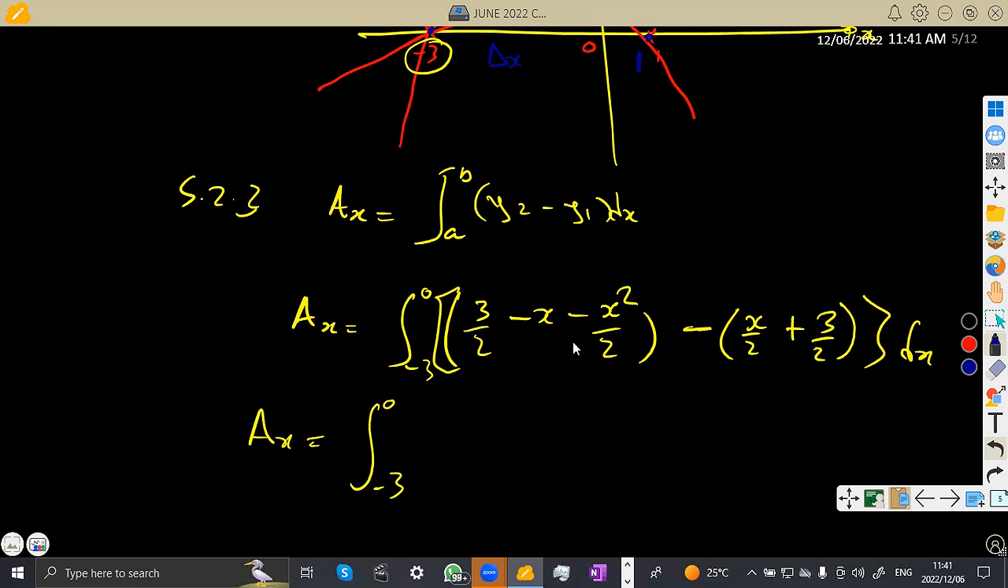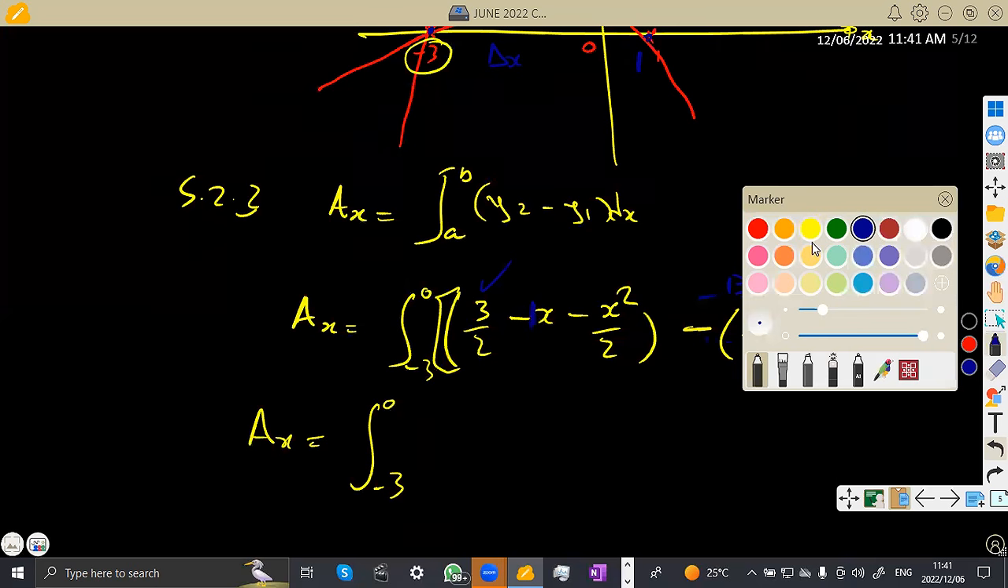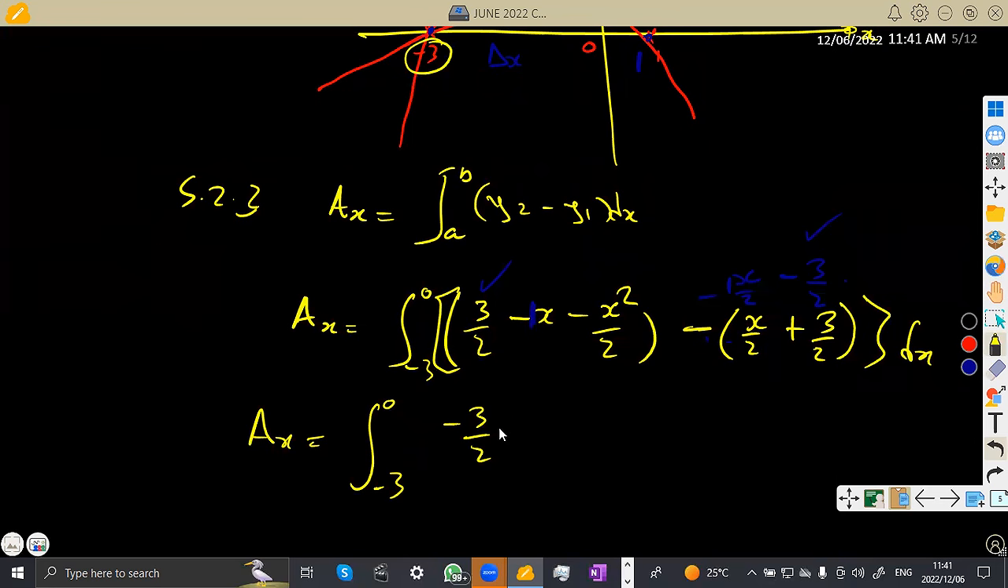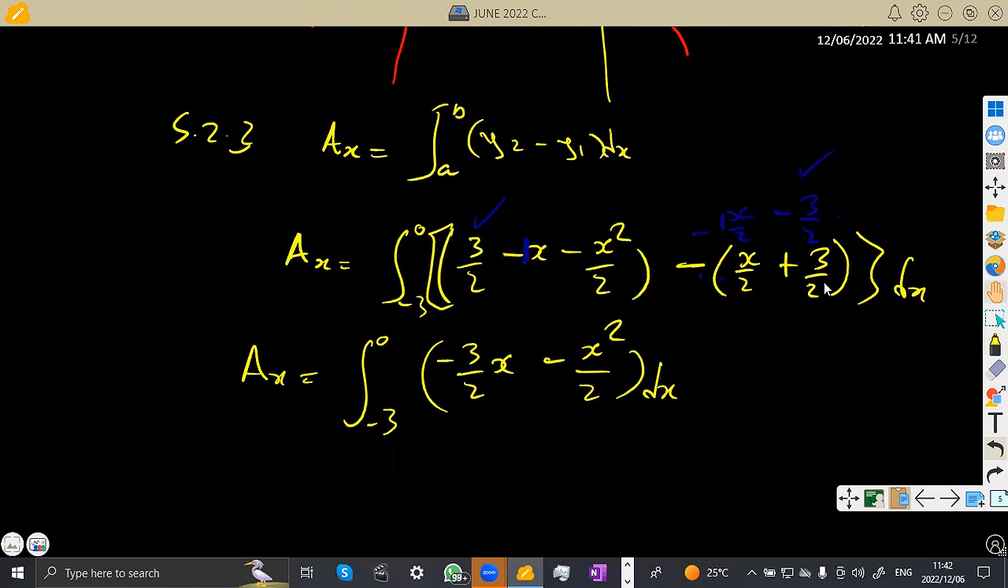So it means we have to expand the brackets by the negative here. This will be negative x over 2, negative 3 over 2. So you can collect like terms. That will be 3 over 2 minus 3 over 2, as you can see, to cancel. So you're left with negative 1 over 2 x, so that will be negative x over 2. All right, x squared is not going to be affected, so it's just going to remain as minus x squared over 2. So this is what you're going to integrate with respect to x.